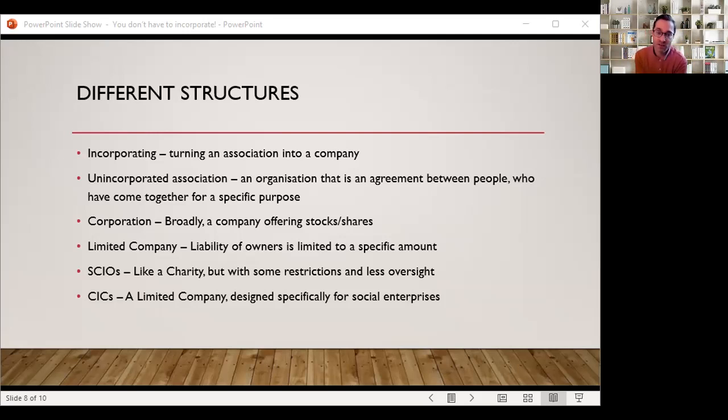SCIOs, as a form of charity, can't engage in party political activities, and they can only have charitable purposes.